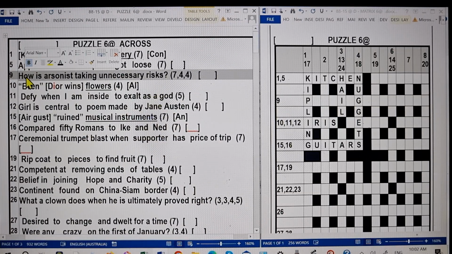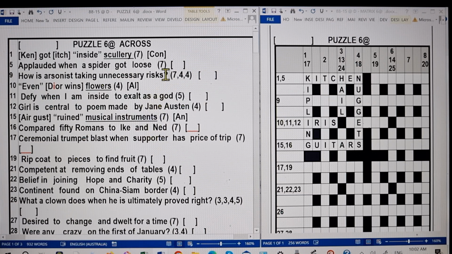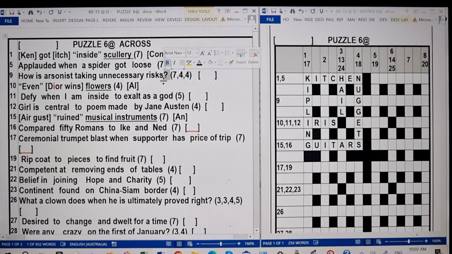How is arsonist taking unnecessary risks? Well, how is arsonist taking unnecessary risk? It's a question mark, so it looks like it could well be a pun. Okay, over to you. Pause, solve, and resume.